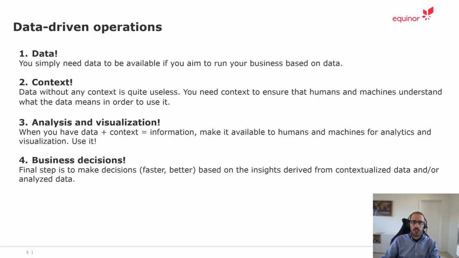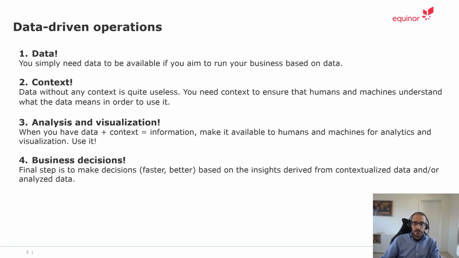If you look at the second one, the context. Data without any context is quite useless. You need context to ensure that humans and machines understand what the data means in order to be able to use it. So when you have data and context, then you have information which can be used for analysis and visualization. So making data or information available to humans and machines for analytics and visualization is critical. So we should use it.